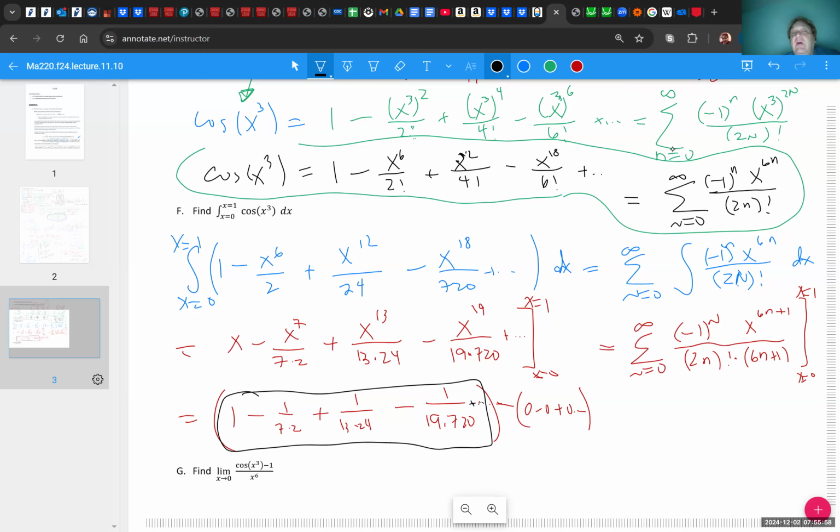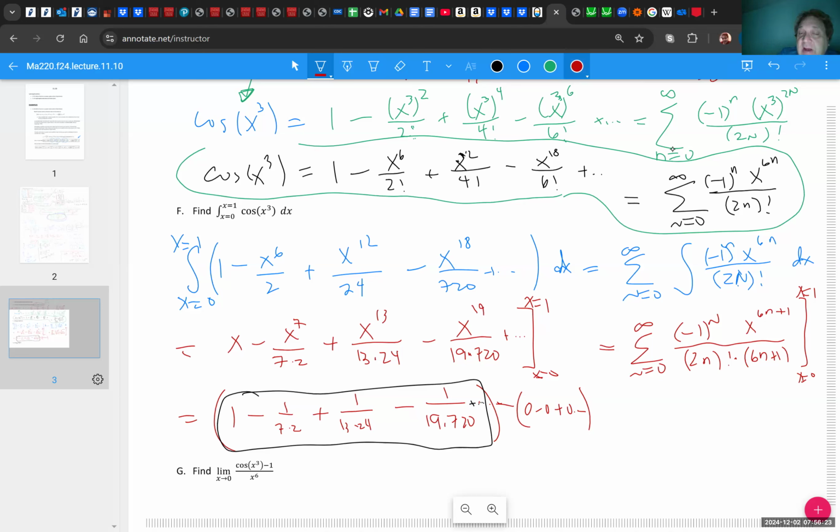In other words, the integral of the cosine x cubed graph between 0 and 1 is this series of a bunch of fractions, 1 minus 1 over 7 times 2 plus 1 over 13 times 24, etc. If I add all those numbers up, I get the exact area between the cosine x cubed graph and the x-axis. And in closed form, I get a closed series.